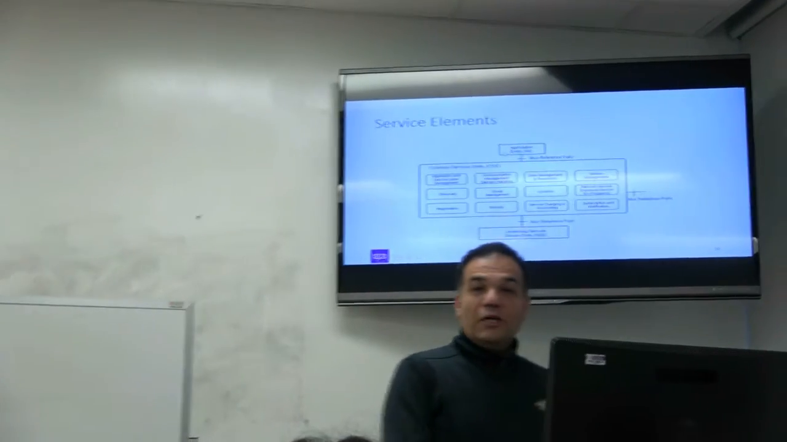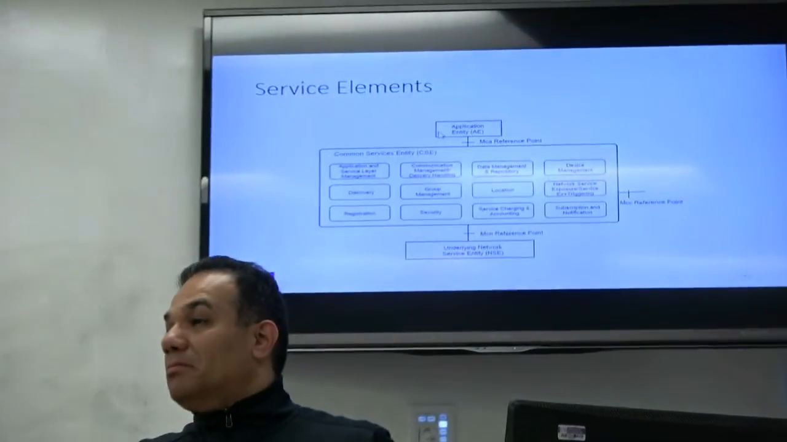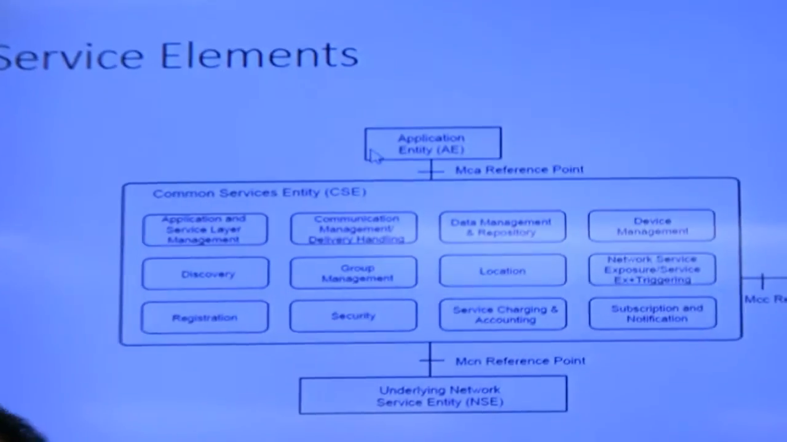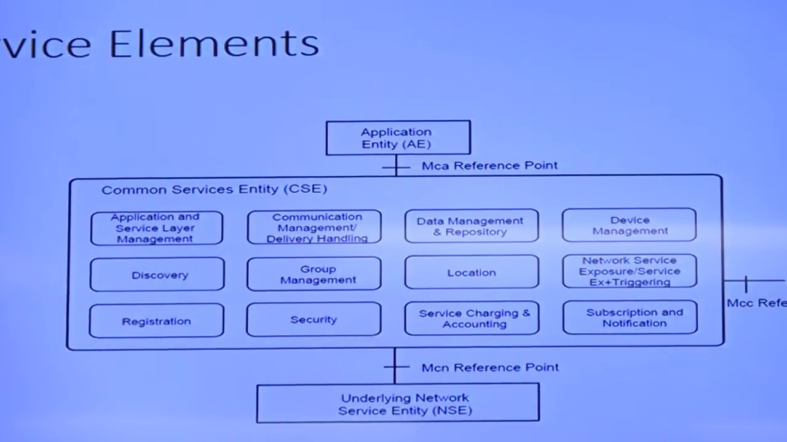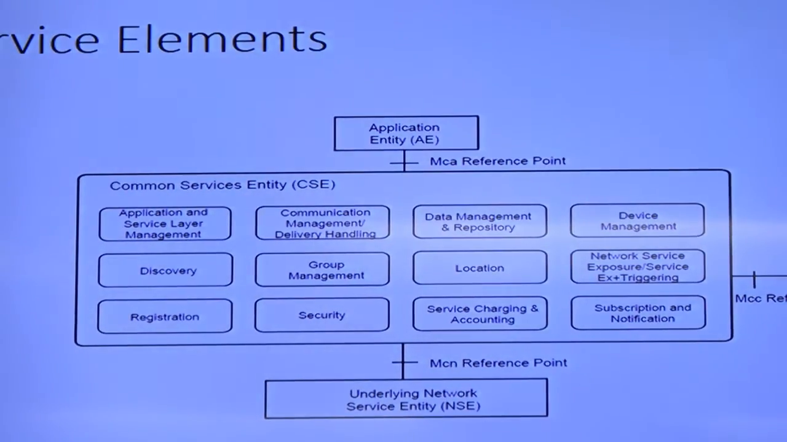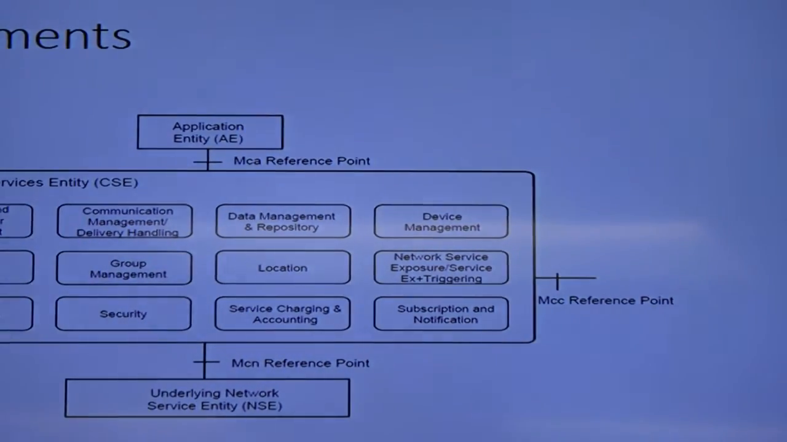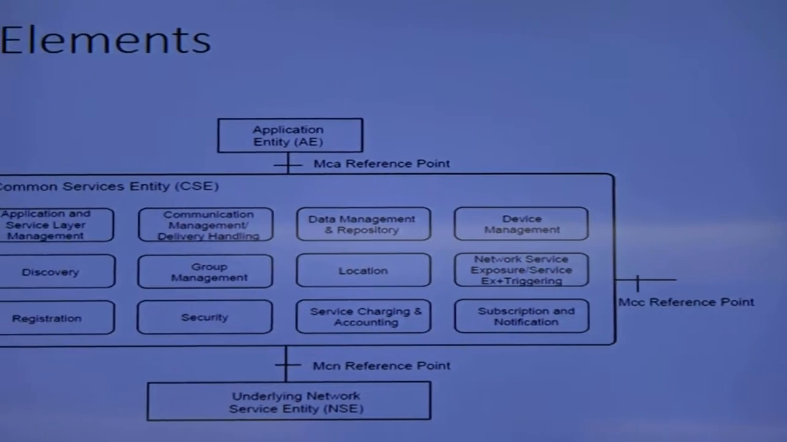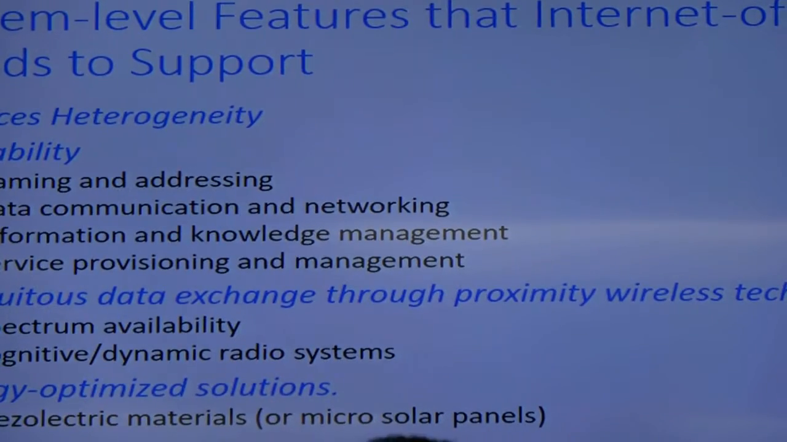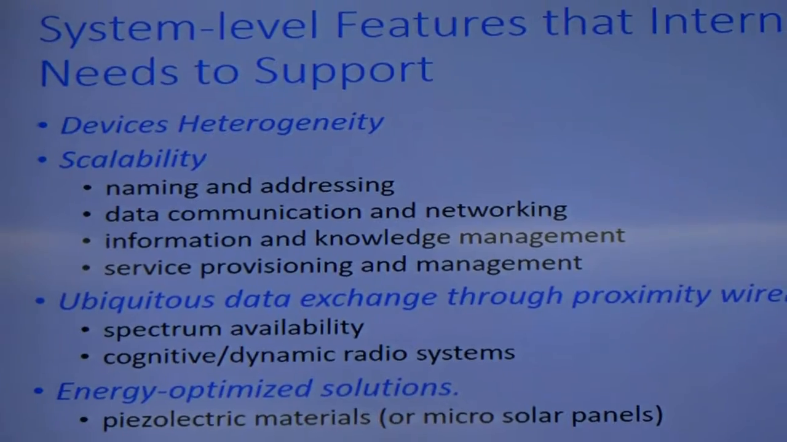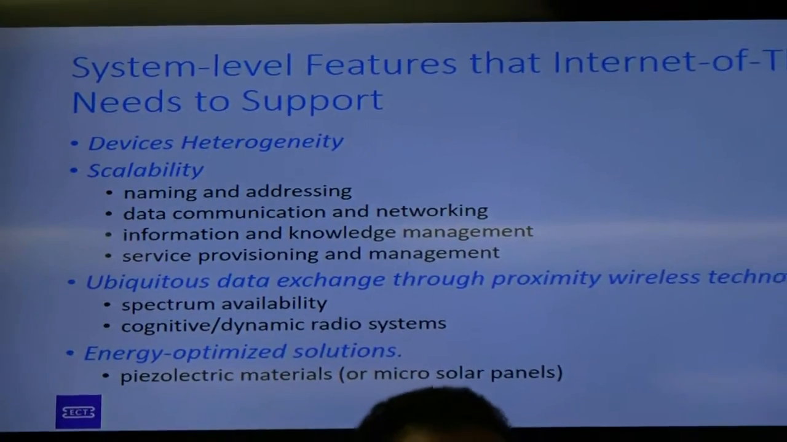Then the application entity, this is unlimited. You could think about 1,000 applications. If I give you a paper and pencil and ask you to think about applications that you need to use for IoT, you might come up with thousands of ideas. So that's unlimited. Now, system level features that the Internet of Things needs to support.